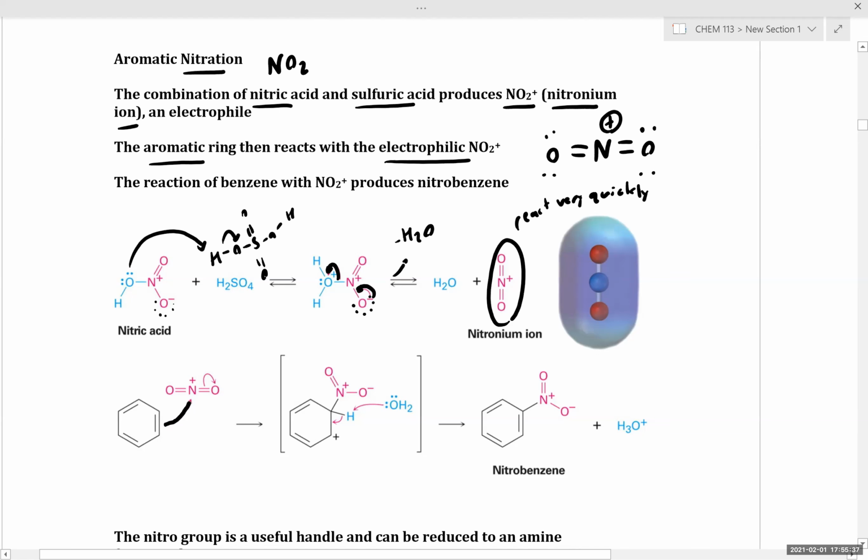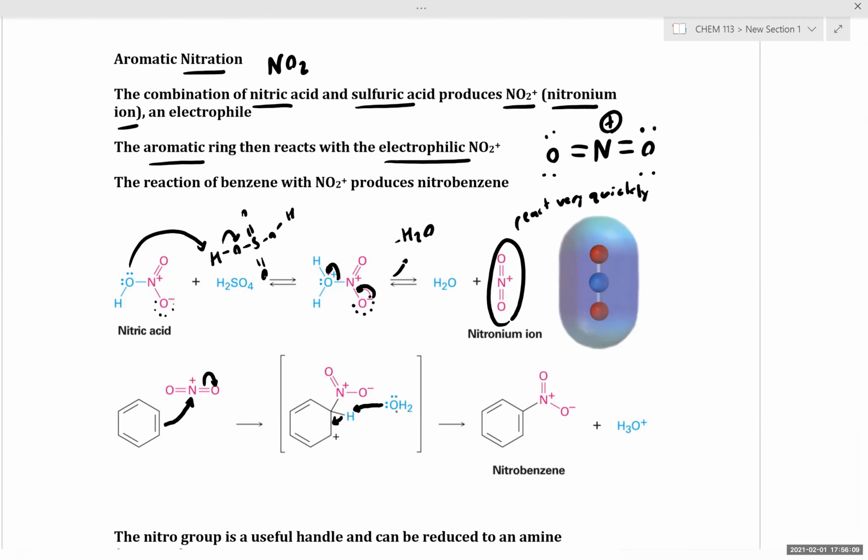As always, our aromatic ring, our pi electrons, serve as our nucleophile. They attack our electrophilic nitronium ion. We generate our carbocation, and then we eliminate a proton in order to regenerate our aromatic ring. In this case, the most reasonable base under these conditions would be water.